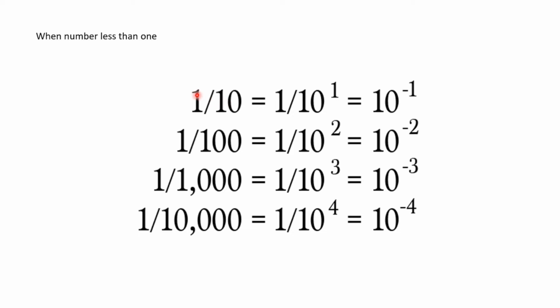Here look at this. If you have 1 over 10, 1 over 10 can be written 10 to the power minus 1. 1 over 100 you can write 10 to the power 2. If you bring it upside, it is minus 2. So I think you are familiar with this part. We are applying this part in the next session. So look at this one.